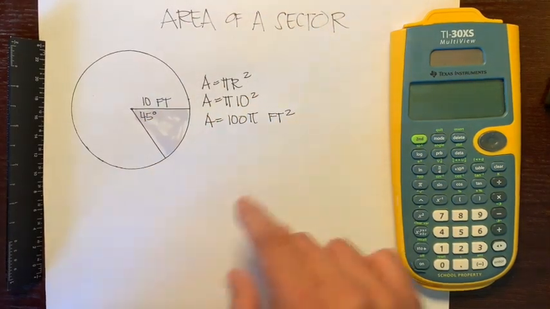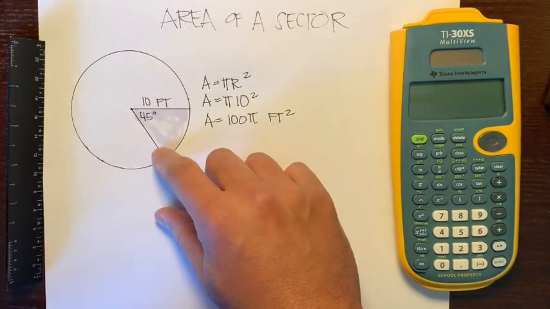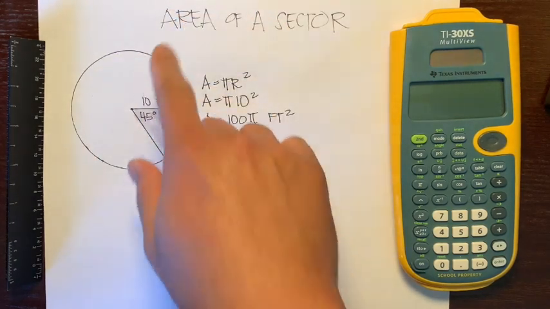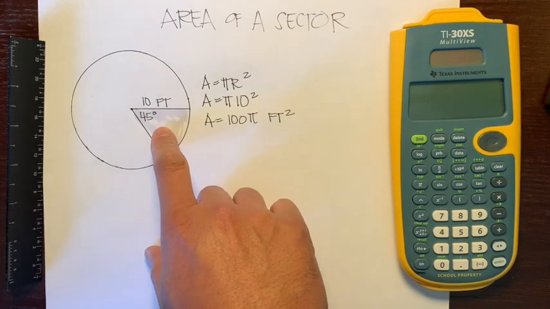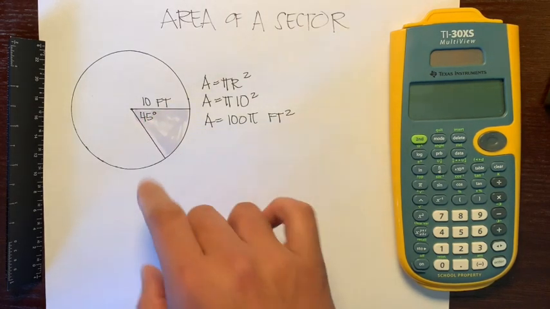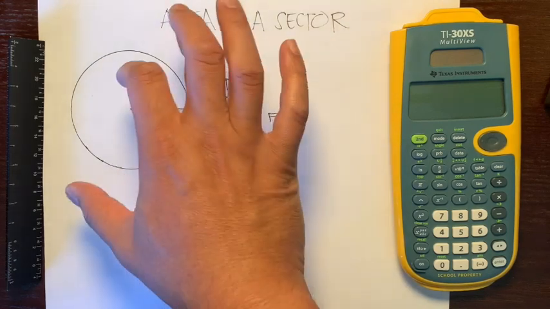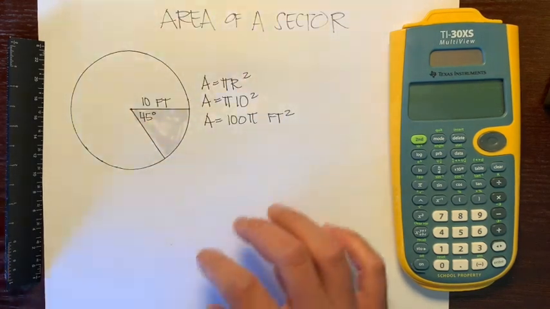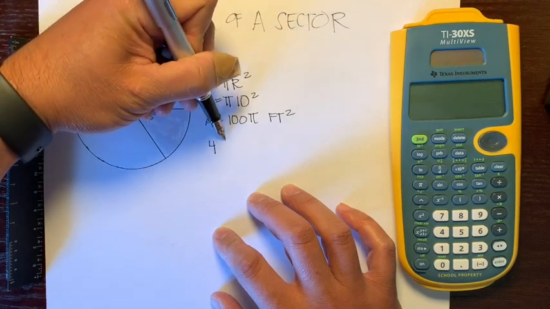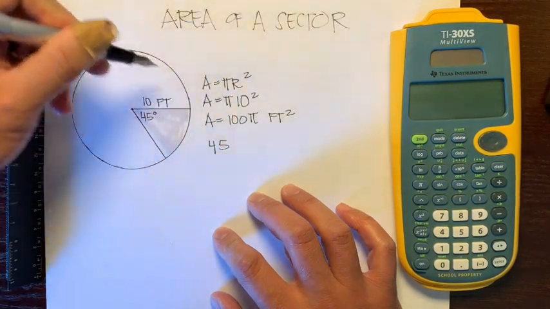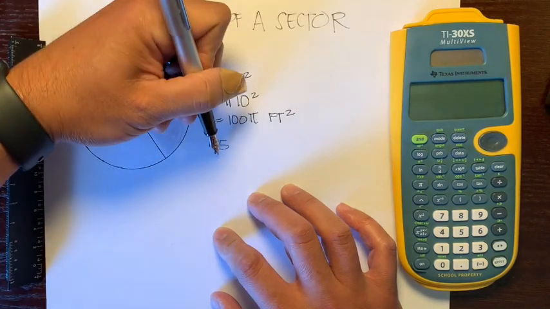But we're not done. That's the area of the entire circle. Remember, we only want this piece right here, the area of the sector. So we're going to write a ratio: how many pieces take up this entire circle when it's 45 degrees. So we're going to write 45 out of how many degrees is an entire circle? It's 360.